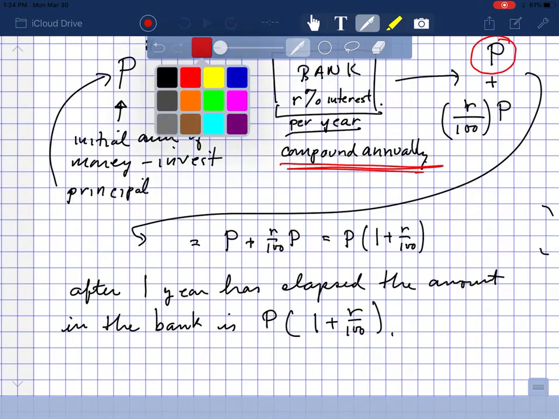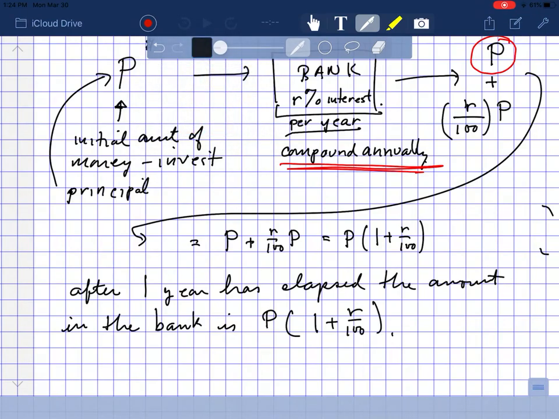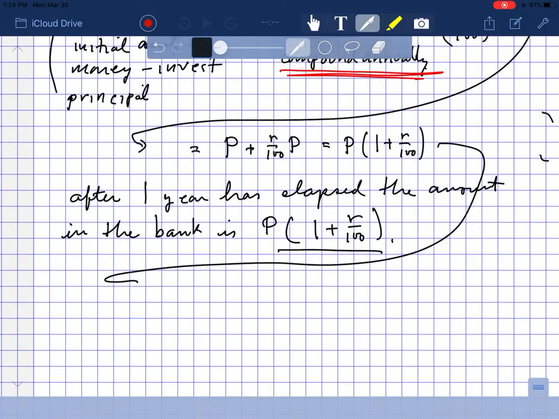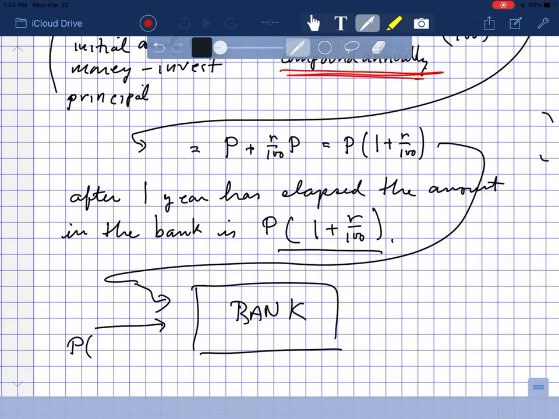So now let's continue this. So here you have this amount of money, P times 1 plus R divided by 100, and that's sitting in the bank. And now you have the option. You can leave it sit in the bank for another year. So again, here's the bank. And we know they're paying R percent annually, compounded annually. And this is the amount of money in the bank at the beginning of the second year.